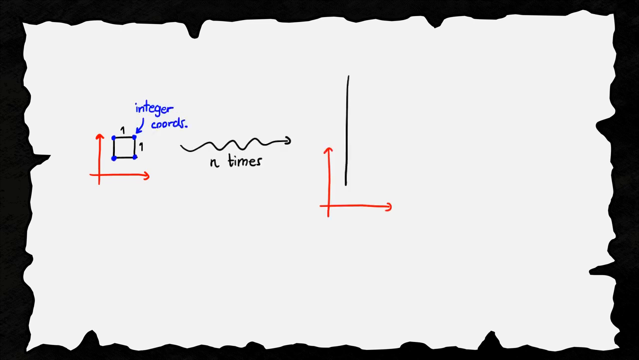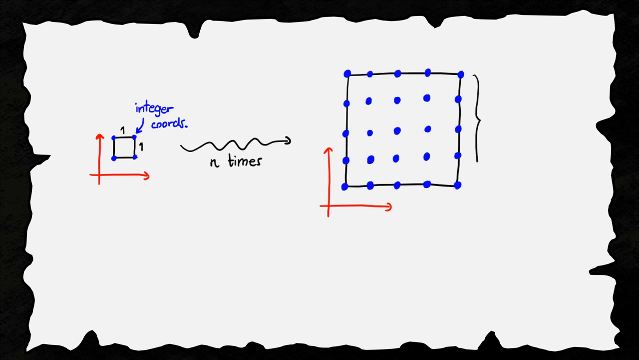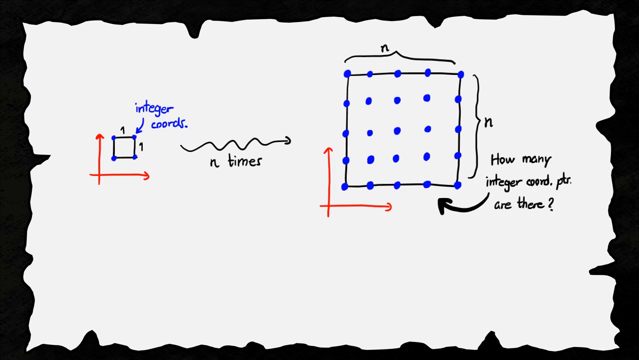Consider a unit square in the coordinate plane, with its sides parallel to the x and y axis, and with its vertices on the integer coordinate points. Then scale it up n times from the origin, and count the number of points with integer coordinates inside and on the boundary of this resulting n by n square. By the way, mathematicians call these integer coordinate points lattice points, so we're gonna go with that.